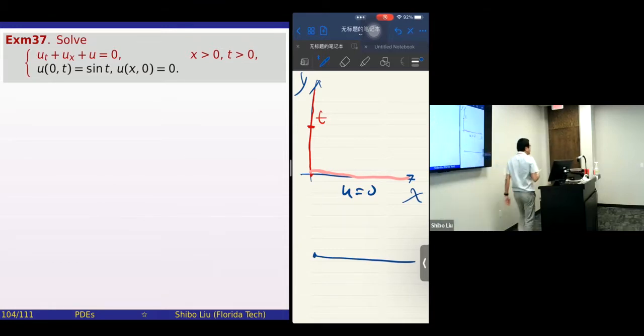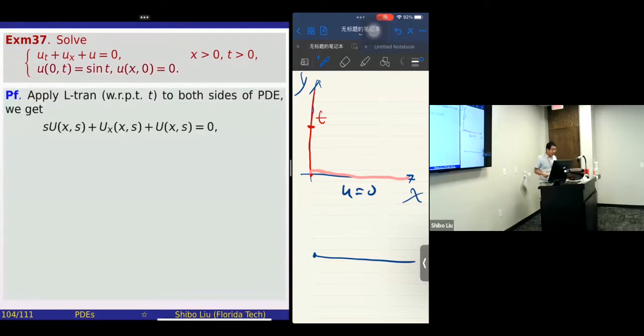You can consider this as some physical problem anyway. But we don't care about that. We just want to find its solution. How to do this? Okay, we apply the Laplace transform to both sides of the PDE.